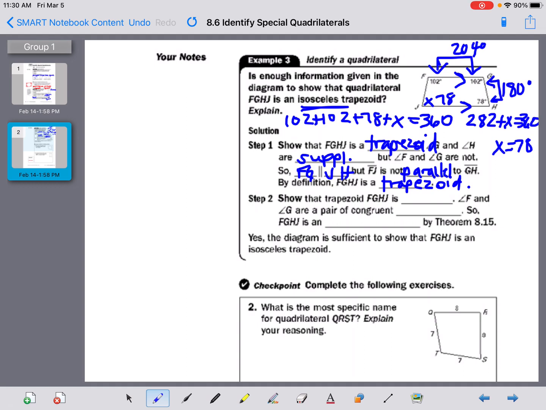All right, now the question is, was it isosceles? So we're trying to see if it's isosceles. Well, we figured out that bottom angle was 78. What is the rule for matching base angles? If base angles are matching, then we know that we do have congruent sides. So a pair of congruent base angles makes it isosceles, right? So again, we check our rules on that, and we know we have that isosceles trapezoid.